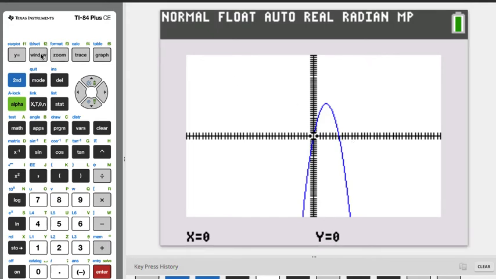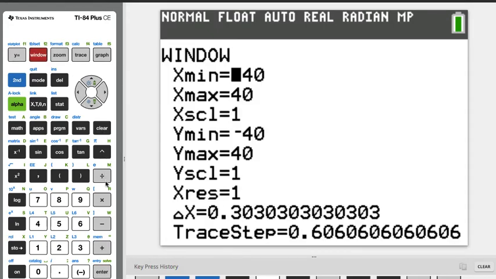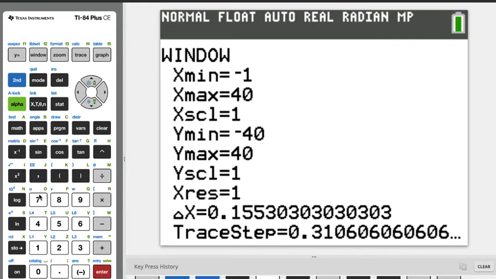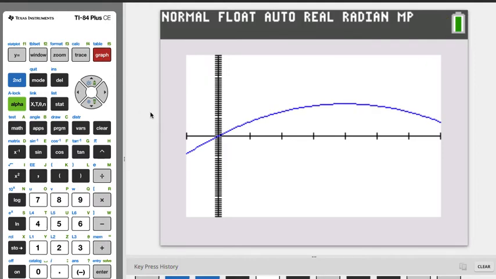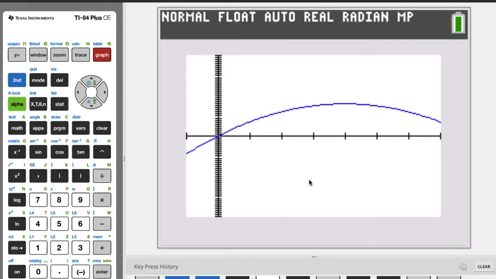And actually, let me do that. Let me change the window because we're only looking from 0 to 6. So let's go one further. So let's say -1 to 7. And let's graph that. So it's going to make it look a little more flattened out. So we're going 0, 1, 2, 3, 4, 5, 6. That's all I care about right there.